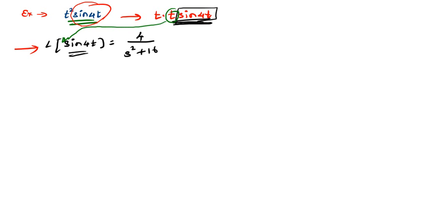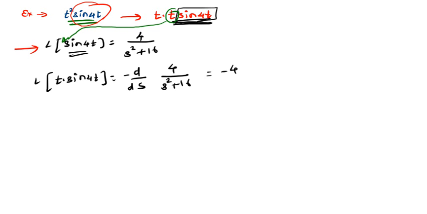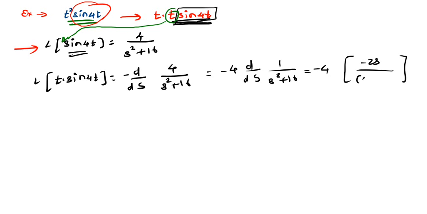Okay, so what will happen? This will be L of t into sine 4t. What will be changed to the RHS? You need to take the derivative of it with respect to s of F of s, and F of s is 4 upon s square plus 16. So take the derivative, minus 4 is constant, that is d by ds of 1 upon s square plus 16. So this will be minus 4, and the derivative of this will be minus 2s upon s square plus 16 whole square.